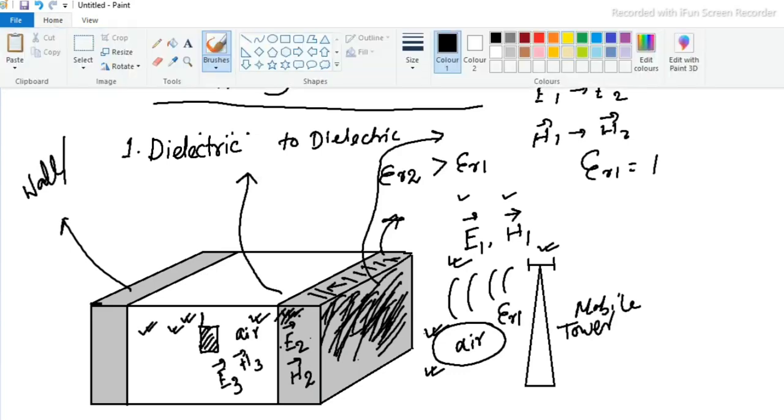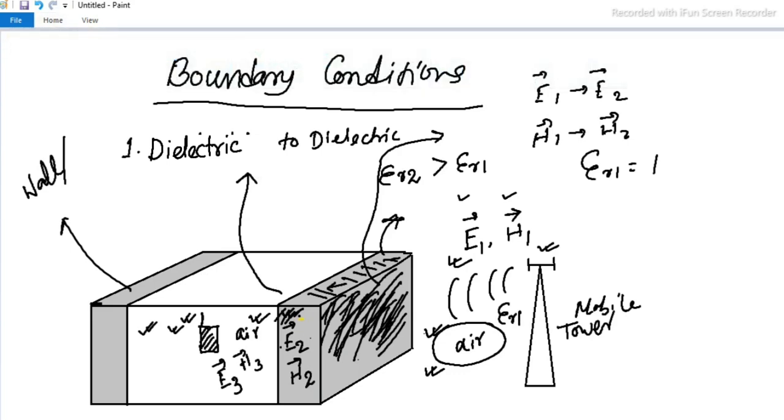So it may happen that this particular wall is basically made of conductor. Now this wall is no more dielectric, so it is fully made of conducting material. If it is made of conducting material, then what kind of boundary am I going to get, or at the interface what kind of boundary condition am I going to apply?